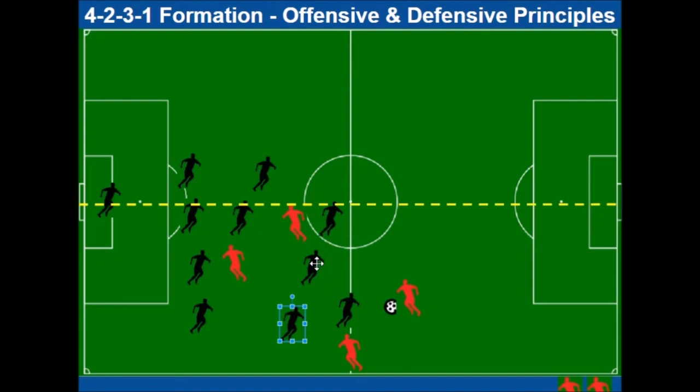So that is the very quick overview of the 4-2-3-1. I probably missed a few things in there, but hopefully it gives you a little foundation on that formation and the principles that we use when playing. Those principles are so important, the successful patterns that underpin team play.